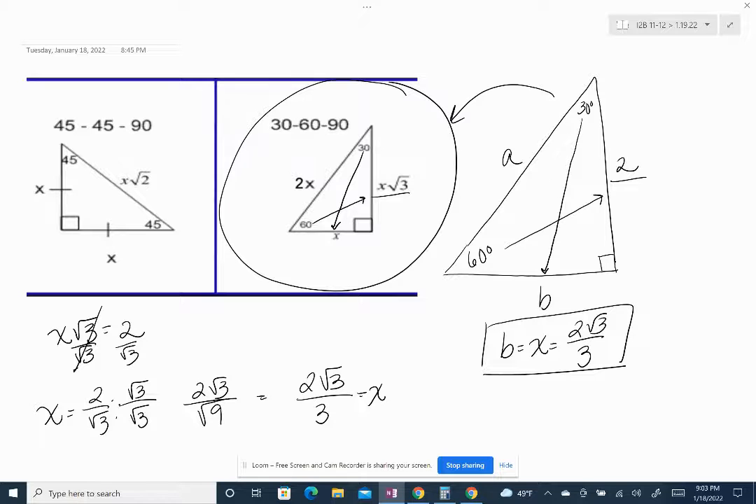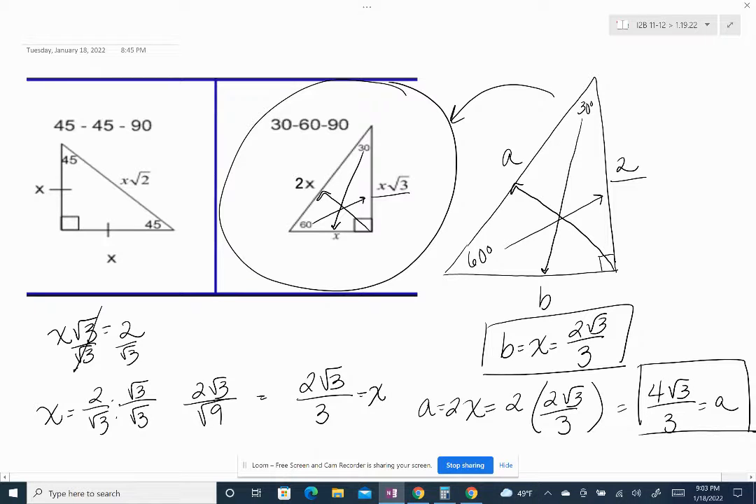Okay. And then we could pull out from our right angle, our 90-degree angle goes to A. So A is equal to 2x, which is equal to 2 times 2 square root of 3 over 3. And honestly, the most efficient thing to do with this is just multiply the top. You can leave it in that form, but I don't like that form. So it'd be 4 square root of 3 over 3, and that's your A.